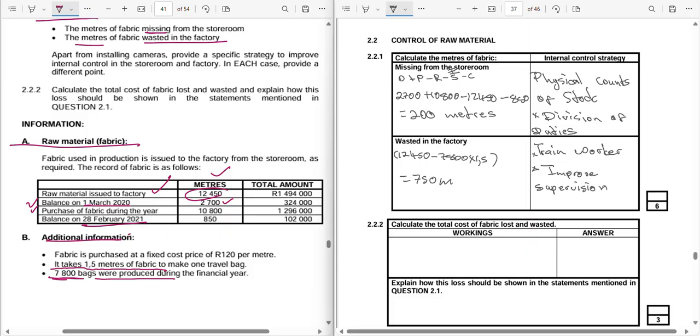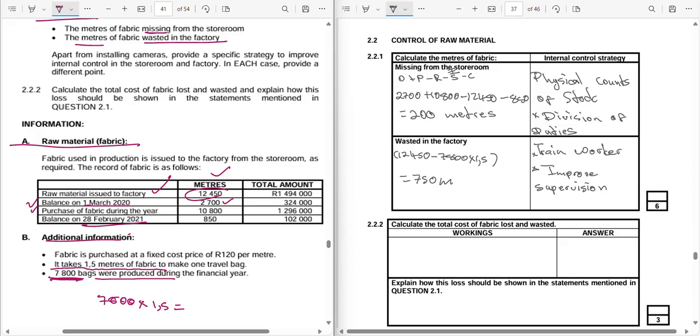So when they want you to calculate the cost of wastage, you will say raw material issued minus what? So I advise you, so that you cannot make any mistake, minus your units sold and produced. Take your units sold and produced of 7,800 and multiply by the fabric meters. The answer that you get, you just write it here. So you do the workings on top, you say this minus that total, you'll get your wasted.